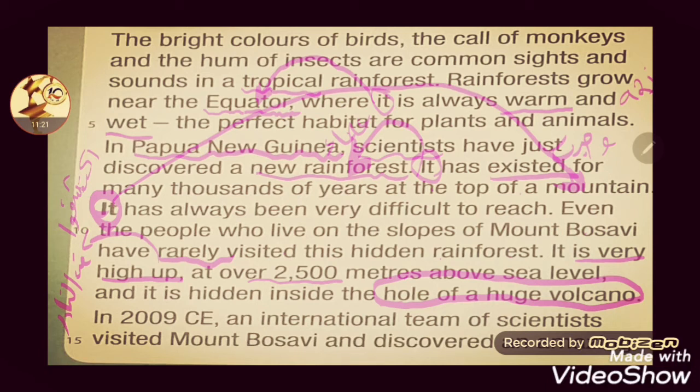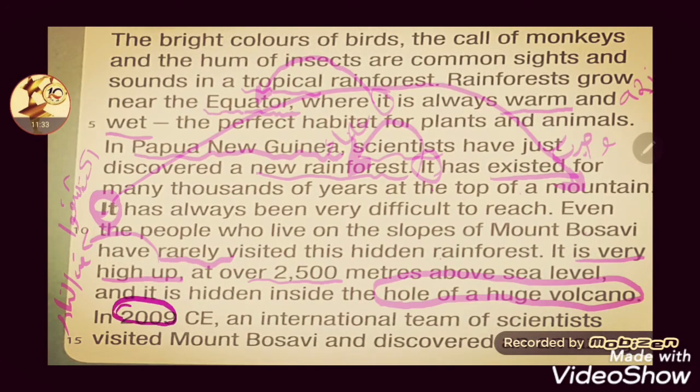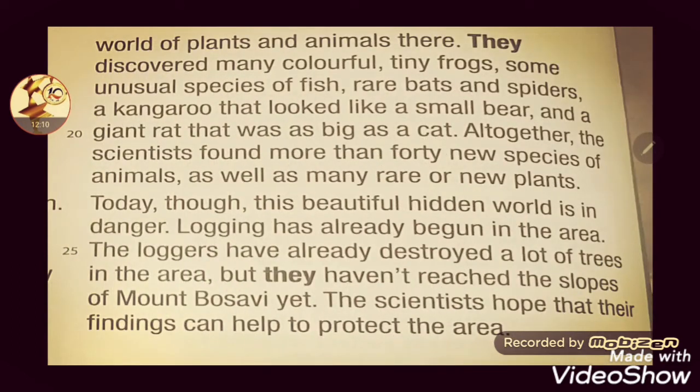In 2009 CE an international team of scientists visited Mount Bozef and discovered an amazing world of plants and animals there. إذن if I ask you this question, what does the underlined date indicate to you؟ لو قلت لك شو بيعود هذا التاريخ على إيش؟ An international team of scientists. team حكينا معناها فريق. international عالمي، و scientists اللي هم العلماء. إذا أنا لما بيكون عندي فريق من العلماء العالميين شو عملوا؟ They visited Mount Bozef. زاروا عنا جبل Bozef. Visited يعني زاروا. And discovered an amazing world of plants and animals. واكتشفوا عالم رائع من الحيوانات والنباتات. Okay, let's continue.